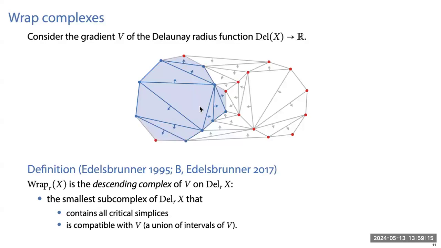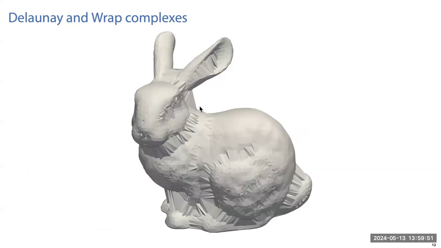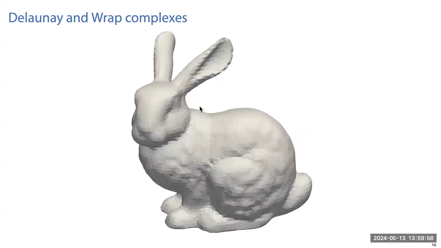I start with a critical simplex and I kind of flow downward along the gradient until I have a subcomplex formed by that critical simplex and compatible with the gradient. And I do this for every critical simplex below my threshold R here in this definition. And I take the union of all those complexes generated by the critical simplices, and that's the RAP complex. So it's the smallest complex that is guaranteed to be homotopy equivalent to the Delaunay complex by compatibility with this gradient. Here's an example. This is the Delaunay complex. You see there are some unpleasant artifacts. The bunny has a collar, and the RAP complex looks much better, a much cleaner reconstruction of the shape.